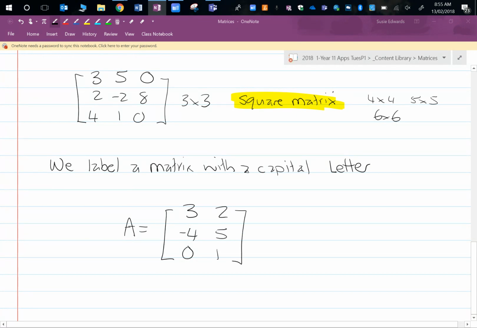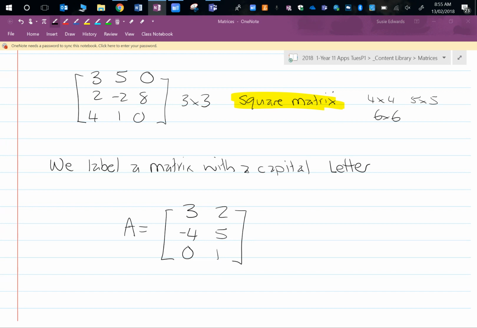So you'd get told that this matrix is the matrix we're using, and what's its label? A. So in the question, you'd be given those labels. So we label them with a capital letter.